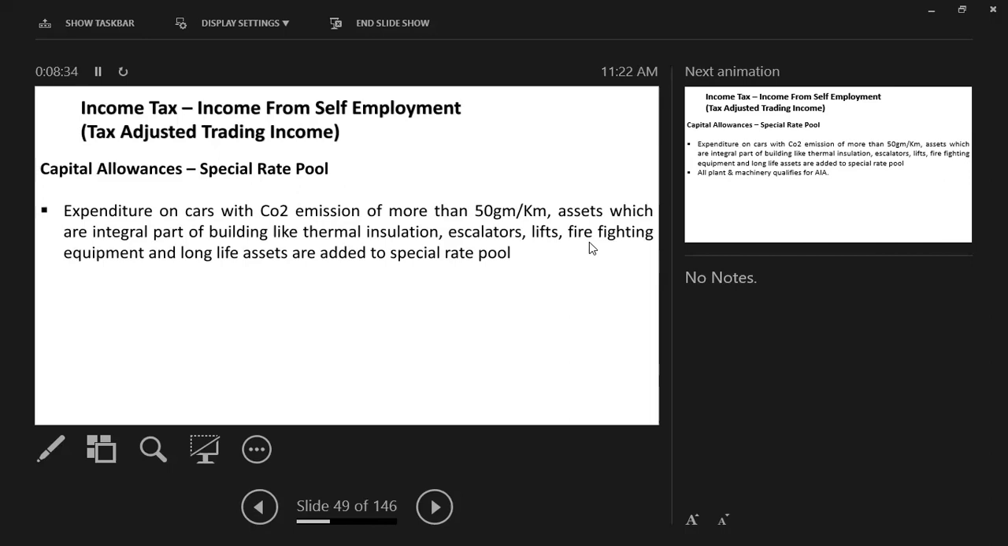Second, assets which are an integral part of the building, like thermal installation, escalators, lifts, firefighting equipment. These are the examples of the assets which are integral part of the building. These are not the building, but an attached part of the building.